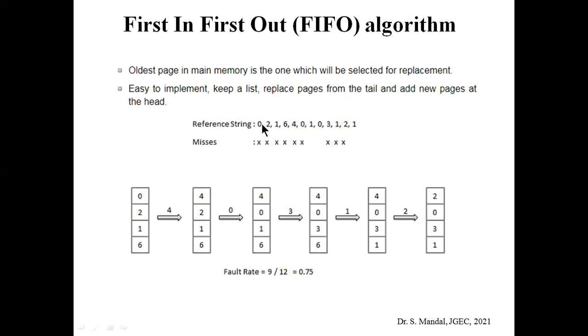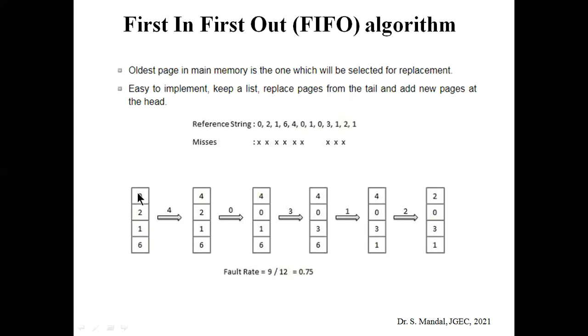Now let's consider this reference string: 021640103121. Basically, it indicates the memory string, or you can say page 0, page 1, page 2, and in this way we need to load them into the main memory. Consider that we have a main memory which has only 4 frames.